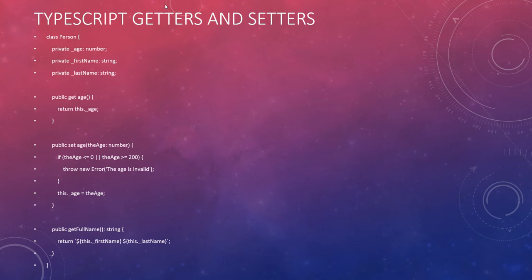A getter is called an accessor, which returns the value of the property. You can see in the example we have created a getter function named age, which returns the age. A setter method is a mutator which updates the property value. Also in the example, we have declared a setter function age where we have a condition that if the age is less than 0 or greater than 200, then we throw an error message, or else we assign the value.